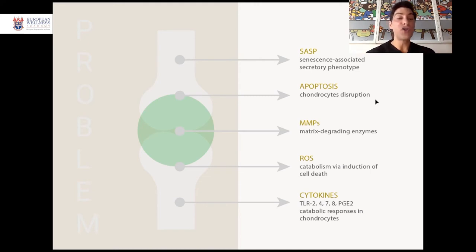You will also have during this process the production of the MMP, matrix degrading enzymes. Those enzymes will completely destroy the cartilage membrane. And without the cartilage membrane, again, calcium replacement. This process will be enhanced by the oxidative stress releasing. So all those oxidative molecules will lead to the catabolism via induction of cell death.